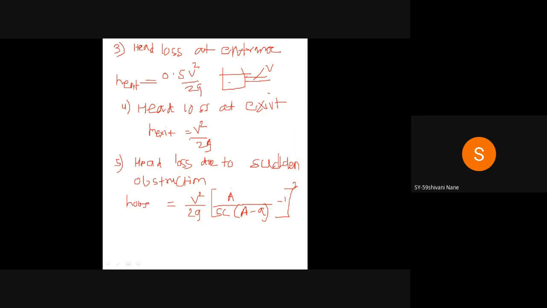Where V square is velocity in pipe, A is area of pipe. If this is a big pipe and this is a smaller obstruction, then this is the cross section area of the pipe, and this is the maximum area of obstruction. V is the velocity of fluid in the pipe, G is acceleration due to gravity, and Cc is the coefficient of contraction as usual. Its value may be 0.6.